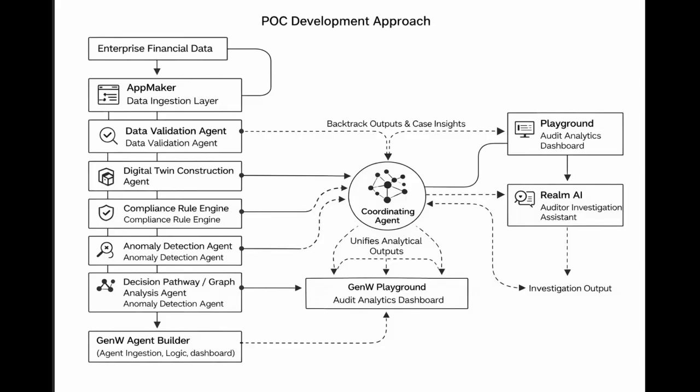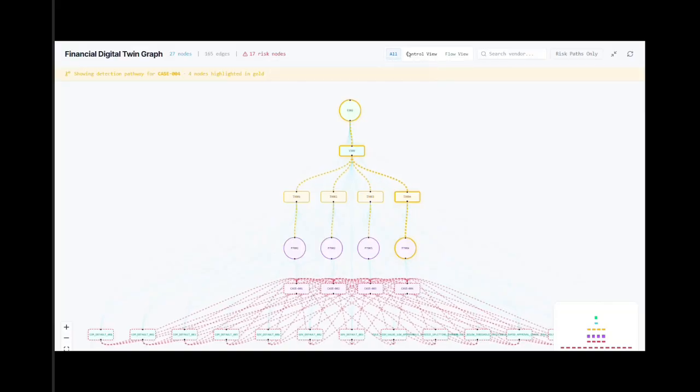One agent validates the ERP data, one agent builds a relationship graph, one agent checks compliance rules in the company's policies, one agent detects unusual transactional behavior. All these agents are monitored by one central orchestration agent which tracks all the agents, combines the output, and shows us. But our system is not just automation of audit checks.